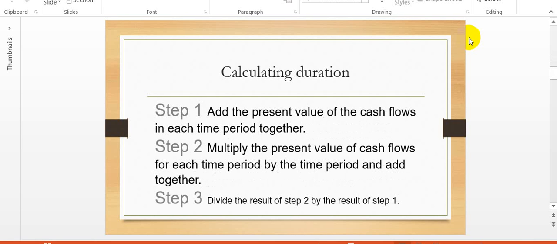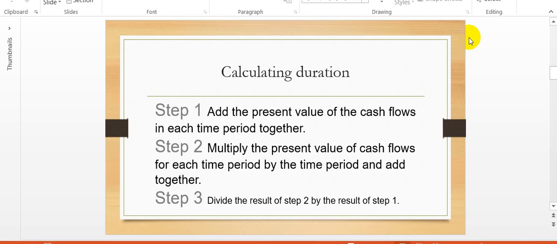There are 3 steps involved in calculating duration. Step 1 is to add the present value of the cash flows in each time period. Now, present value, you should be comfortable. It means what? Means you've discounted.